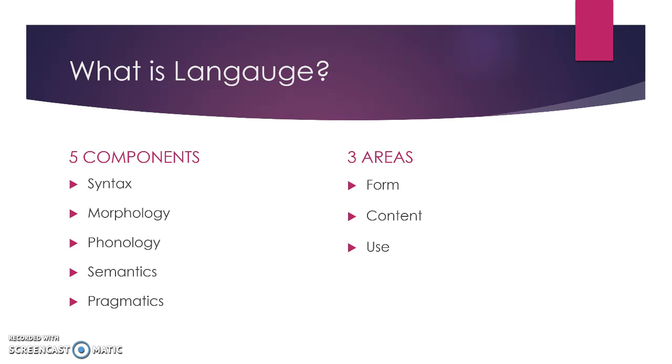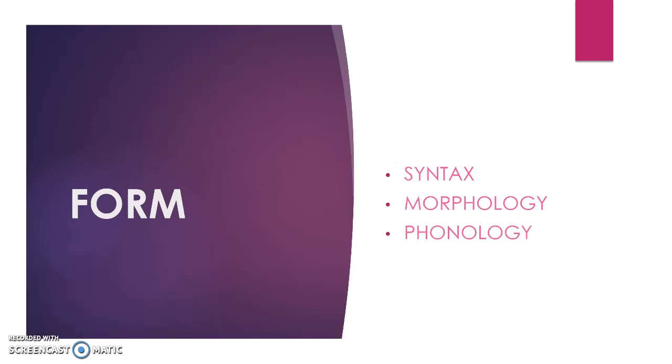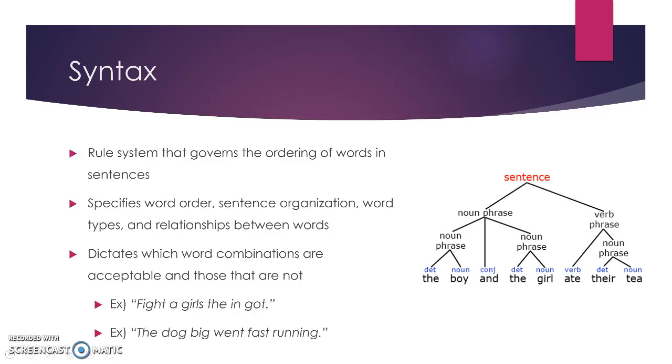So the 5 components are syntax, morphology, phonology, semantics, and pragmatics. And these 5 components fall under 3 areas of form, content, and use. So the first area we're going to be talking about is form, and this includes the components of syntax, morphology, and phonology. So the first one we're going to talk about is syntax, and this is the rule system that governs the ordering of words in sentences.